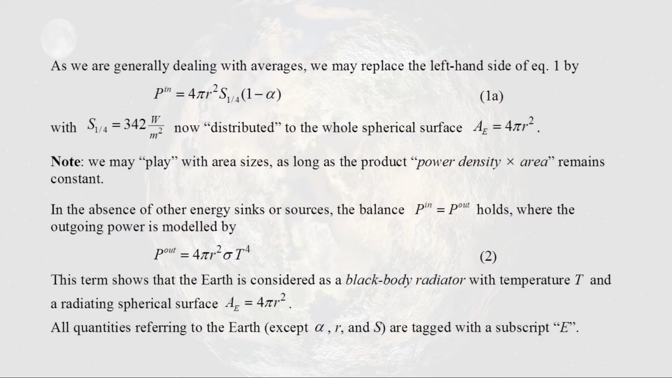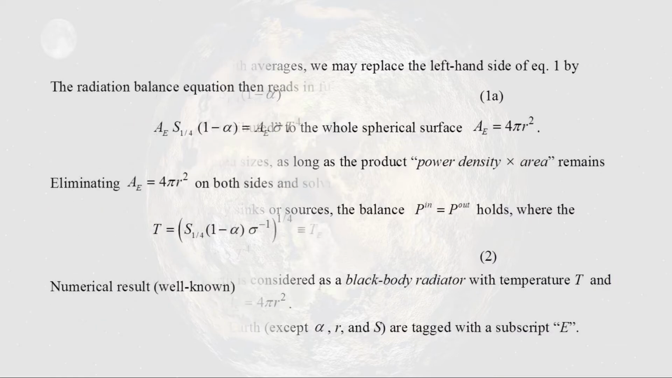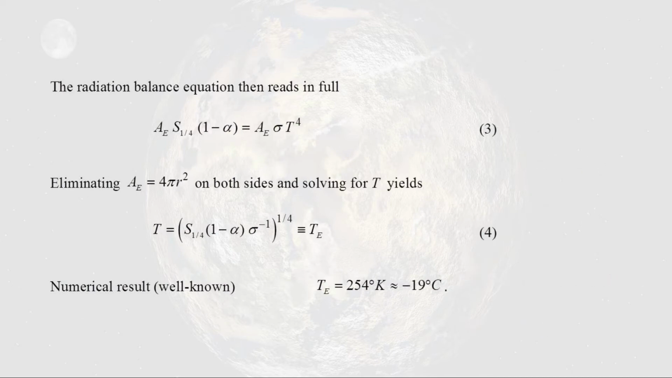In the absence of other energy sinks or sources, the balance power in equals power out holds, where the outgoing power is modeled by 4 pi r squared times sigma times T to the fourth. This term shows that the Earth is considered as a black body irradiator with temperature T and a radiating spherical surface 4 pi r squared. All quantities referring to the Earth except alpha, r and S are tagged with a subscript E. The radiation balance equation then is given in full by equation 3.